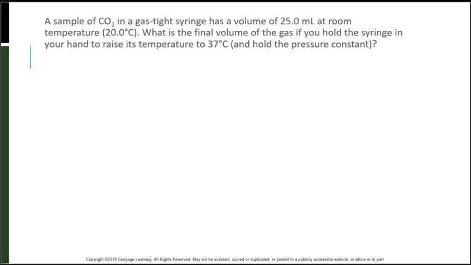Let's do a sample problem. A sample of carbon dioxide in a gas-tight syringe has a volume of 25 milliliters. That's my initial volume, so I'm going to call it V1.